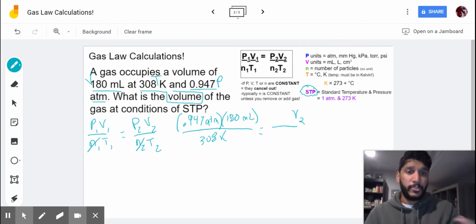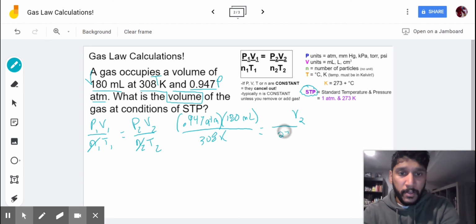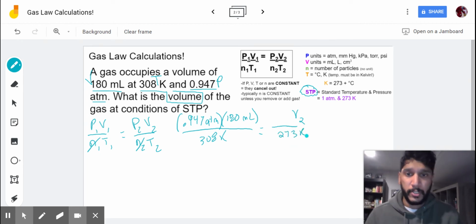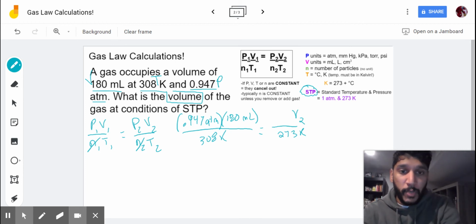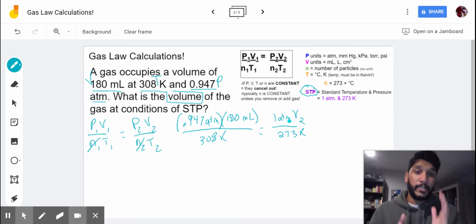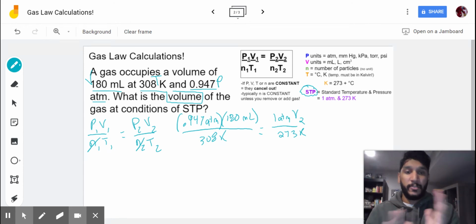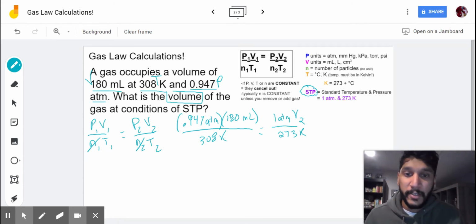So we can plug in 273 K for our temperature. We can also plug in 1 atmosphere for our pressure. And if you notice, our initial pressure is 0.947 atm. So we just want to make sure that our units are matching up on both sides. So we can use that 1 atm. If it didn't, then we just have to convert over to whatever unit of pressure we were in initially.